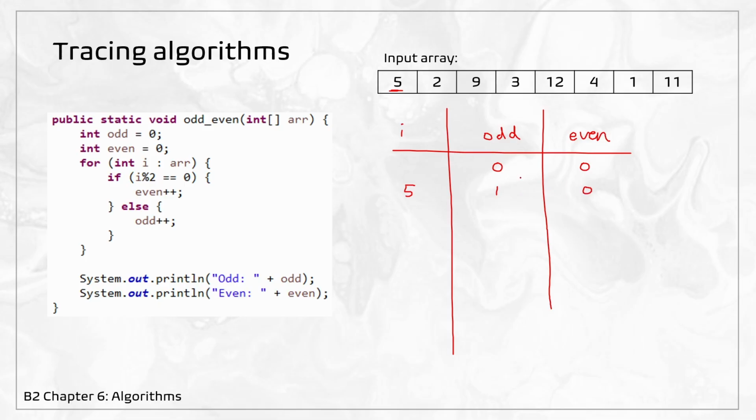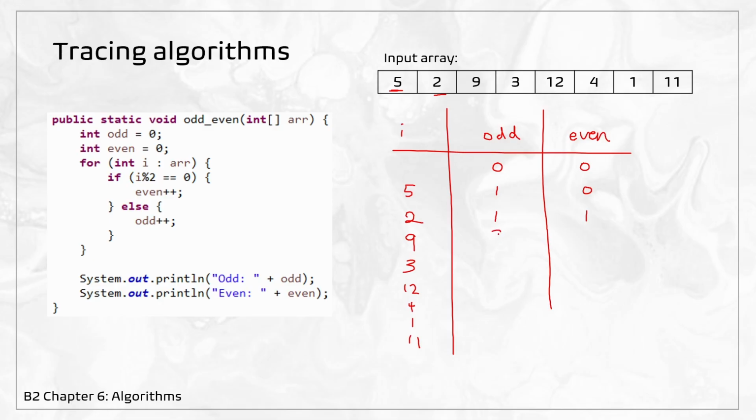Now for the next element, 2 modulus 2 is 0, so we know that it's even. So let's write 2 over here, and odd stays at 1, because odd doesn't increment, and even increments by 1. And we can keep doing this for every element. So you have 9, 3, 12, 4, 1, 11.